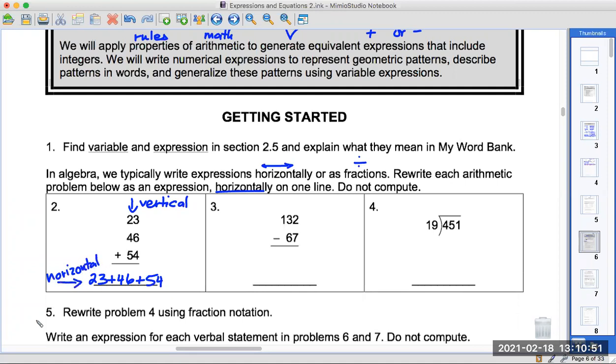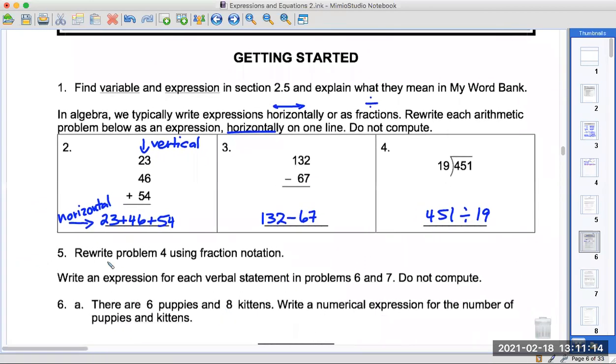So that way, okay? This is a minus problem. When you subtract, the order matters. Not when you add, but when you subtract, you start with the top minus the bottom. This is a division problem. The order matters. You do 451 divided by 19, not the other way around, okay?